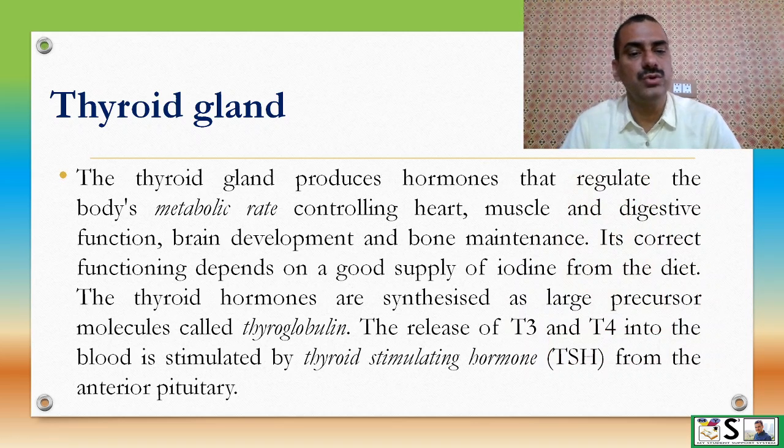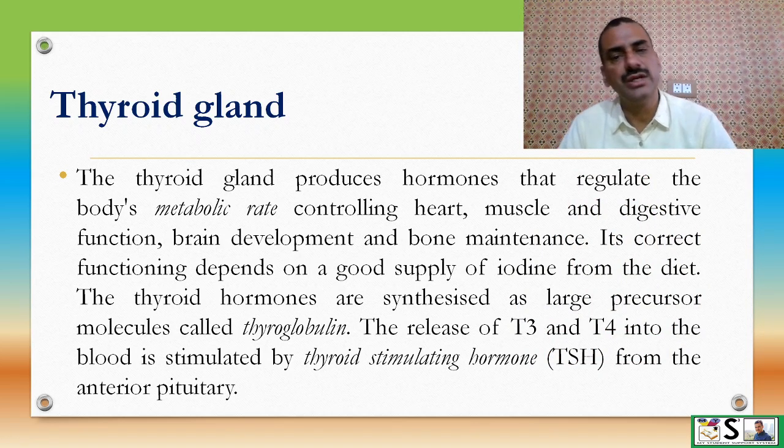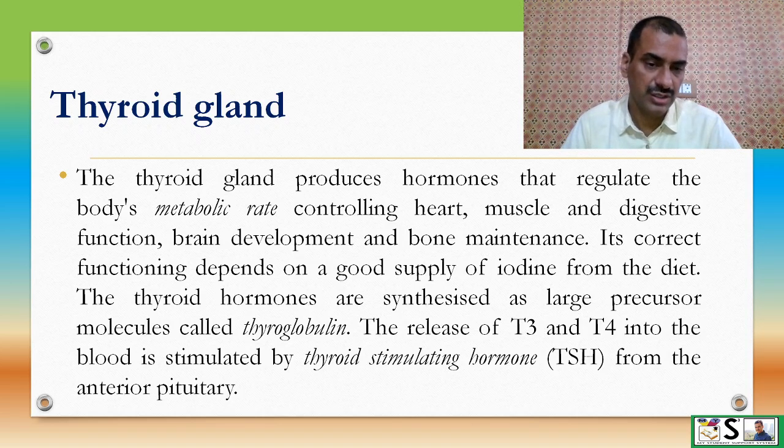The thyroid gland produces hormones that regulate the body's metabolic rate, controlling heart, muscles, digestive function, brain development, and bone maintenance. Its correct function depends upon a good supply of iodine in the diet. The thyroid hormones are synthesized as a large precursor, thyroglobulin. The release of T3 and T4 into the blood is stimulated by TSH from the anterior pituitary.